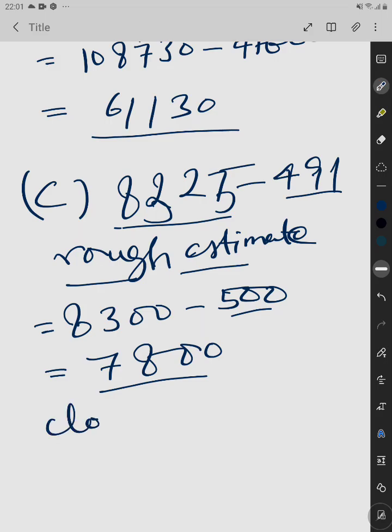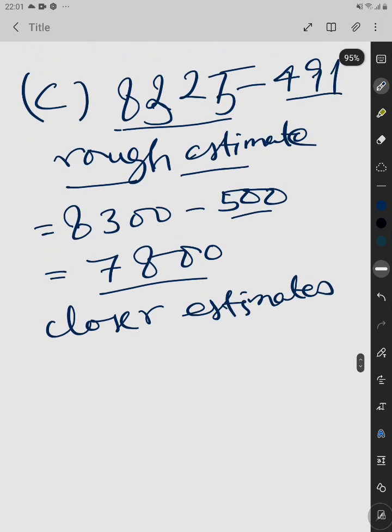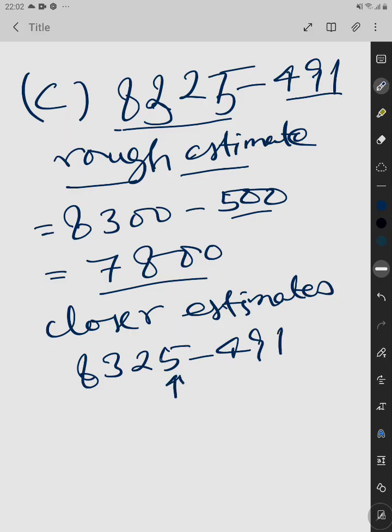Now we will find the closure estimate. Okay, so for closure estimate we'll write it again, 8325 minus 491. So since it is 5, it will be considered as 5, so 1 will be added here, so it will come as 8330 minus what will be here? Since it is 1 less than 5, it will be ignored and will come 0, and this will not change. So it will be 490.